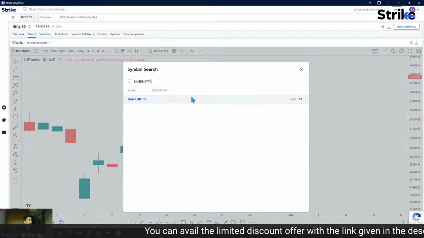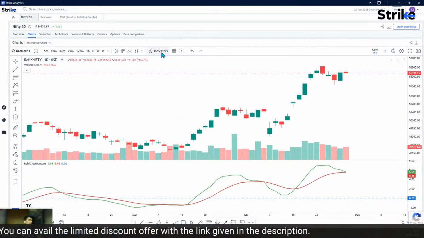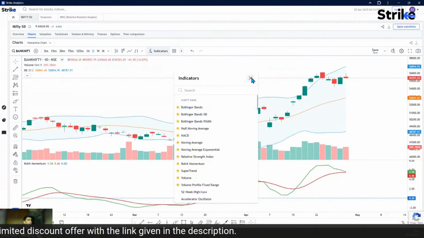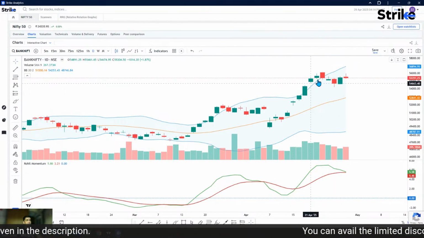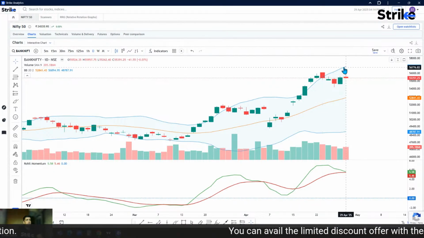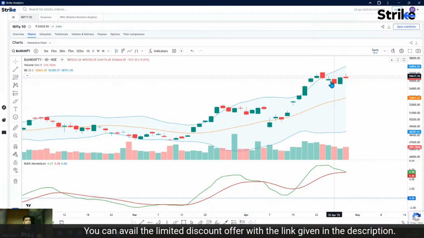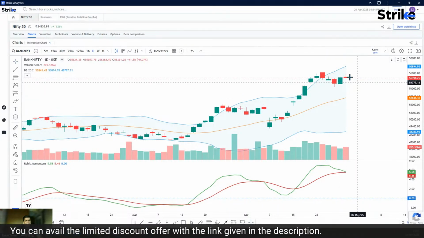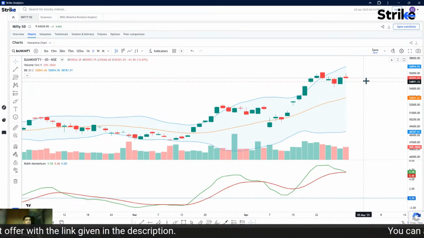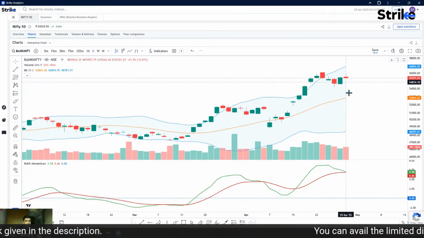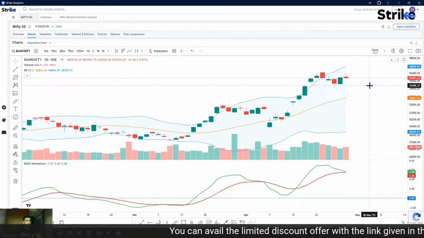Let me pull up the Bank Nifty chart once again. You can see that on the Bollinger Bands also, it's not tagging. Here it was tagging the upper band, and now it's not tagging. RMI may turn into a sell mode. So probably Bank Nifty can go sideways somewhere over here, try to take support from the moving averages, and then probably bounce back.